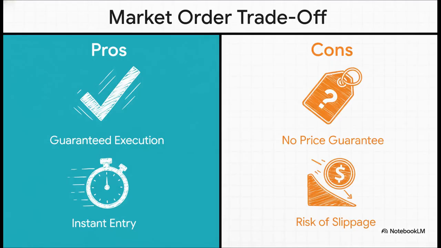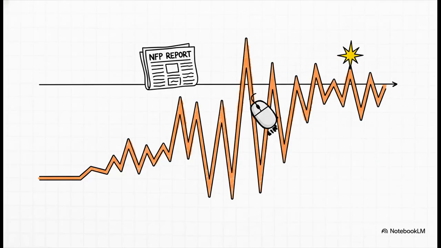But here's the trade-off, and it's a big one. The pro is fantastic: you are guaranteed to get into the trade. It's instant. But the con? That's where the danger is. You have absolutely no guarantee on your price, which opens you up to the risk of slippage. And that risk gets a whole lot bigger when markets are volatile. For instance, think about the time right before a huge news event, like tomorrow's NFP report. The market gets thin, it gets jumpy, and the price you see on the screen might be long gone by the time your order hits the server.